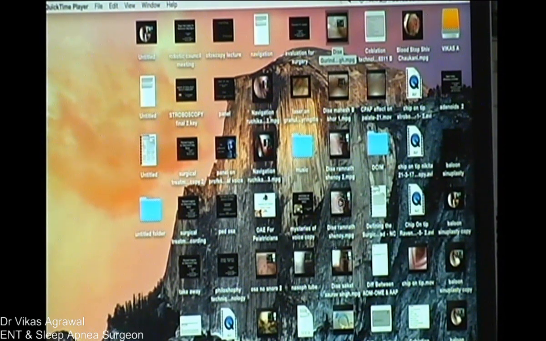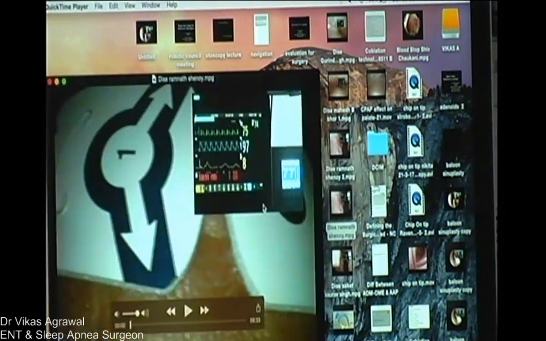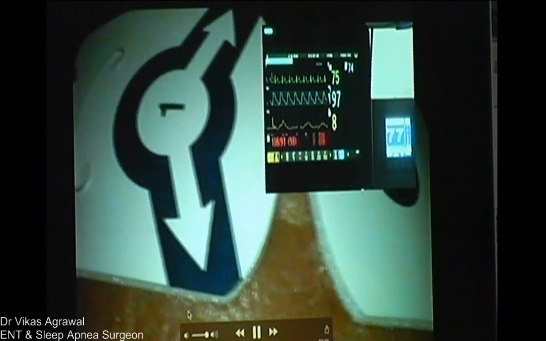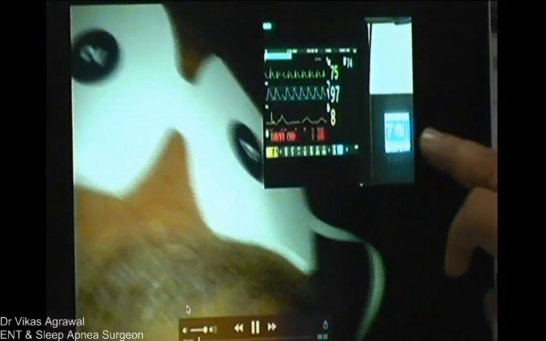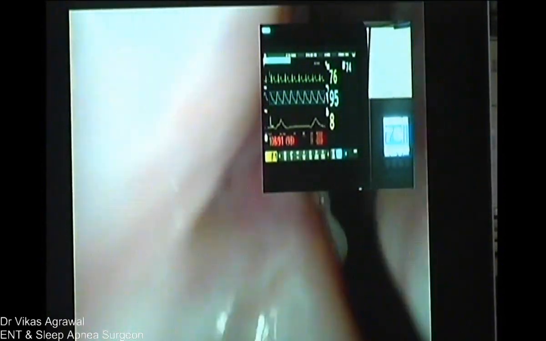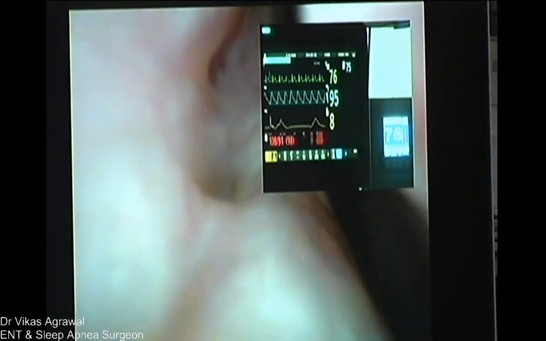So now this is another patient. Again, we are using BIS. You see that the BIS is at 76. That means the patient is decently sedated, not over sedated. Below 80, 60 to 80 is the general range. And you can see that there is a little deviated septum on the left side. On the right side, you can see high deviated septum.